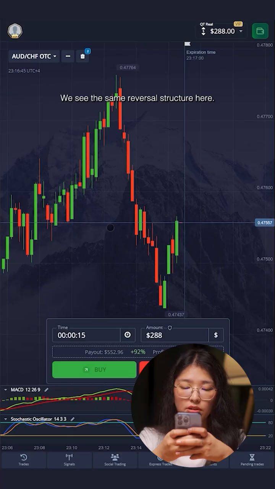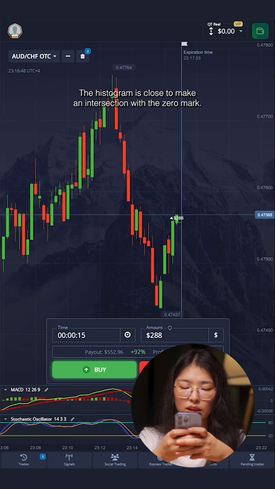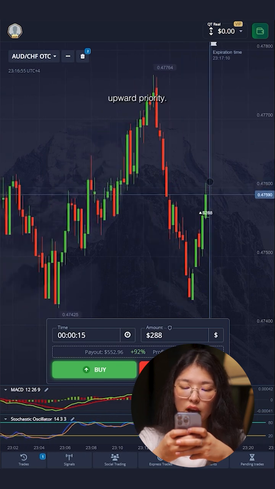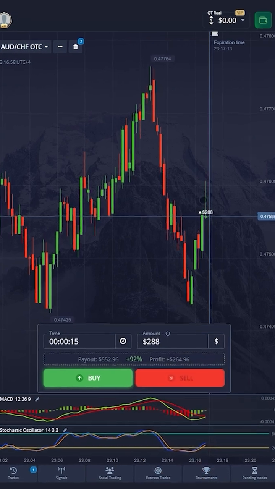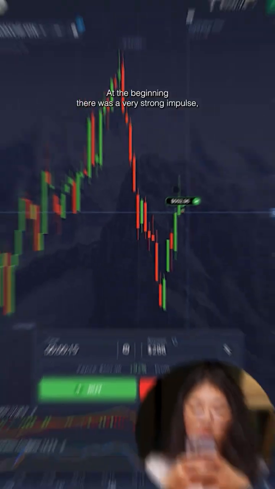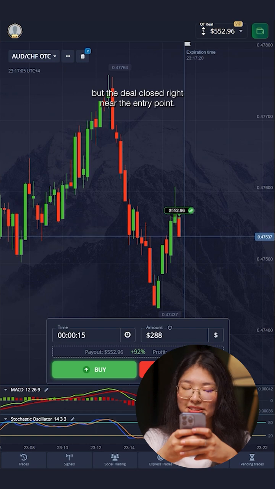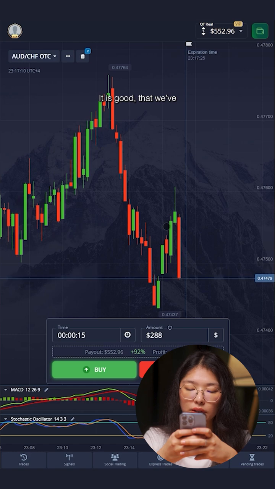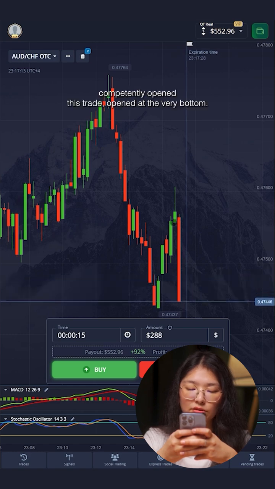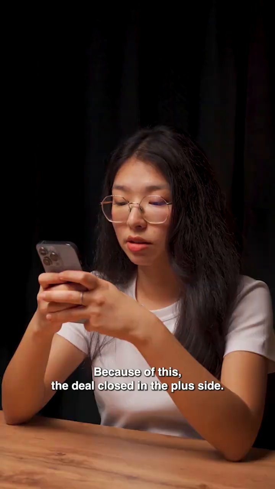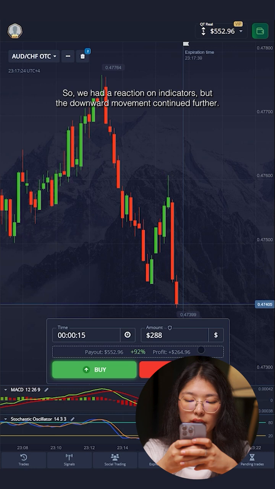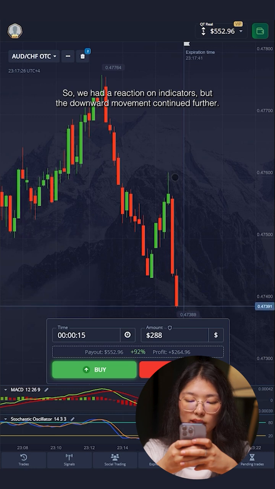And we see the same reversal structure here. The histogram is close to making an intersection with the 0 mark. The stochastic is also rising. This tells us that there is a strong upward priority. At the beginning there was a very strong impulse, but the deal closed right near the entry point. So I think it's really good that we repeatedly open this trade, open at the very bottom. So because of this, the deal closed in the plus side. So we had a reaction on indicators, but the downward movement continued further.